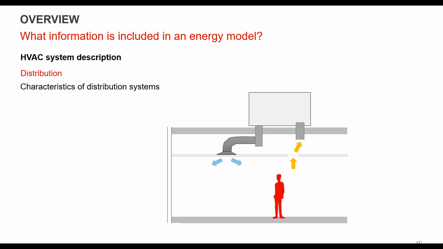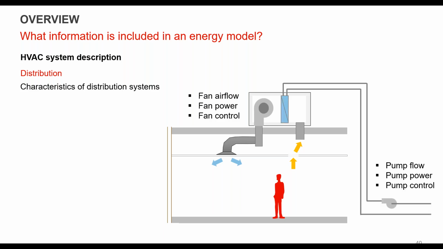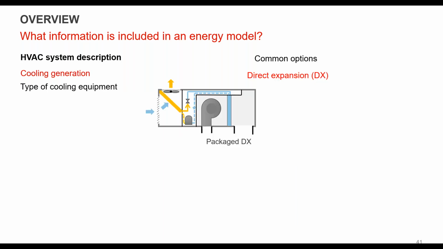So what else do you need in terms of describing the HVAC? You'll need to understand how heating and cooling is distributed. In this case, you'll be looking at airflow, fan power, and how fans are being controlled to distribute air in the case of an airside distribution system. You need to understand the pump. In this case, you have a hydronic coil or a refrigerant coil. In either case, you need to understand the flow of the pump, the power, and how that pump is being controlled.